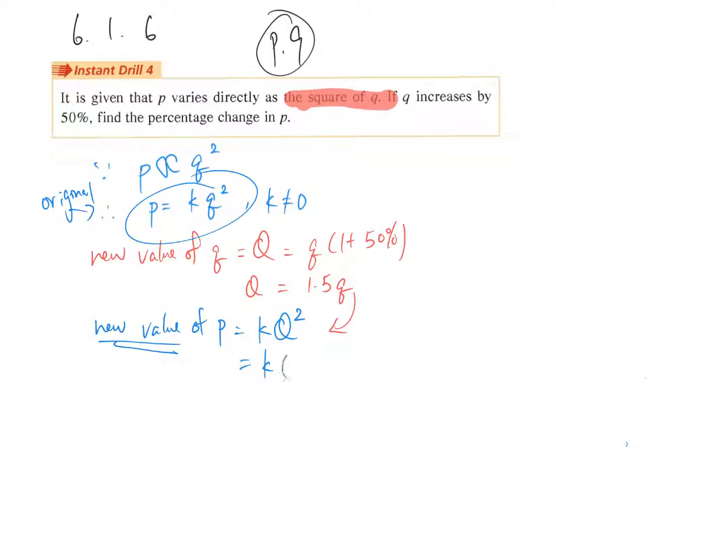Then we can have K, pay attention to the bracket here, 1.5q, and then square. So altogether, after calculation, you can find that it should be 2.25 kq squared, right? I just do 1.5 squared, it will be 2.25. Correct. Okay, so now we go back to the percentage change.